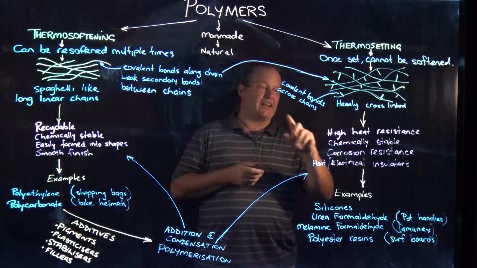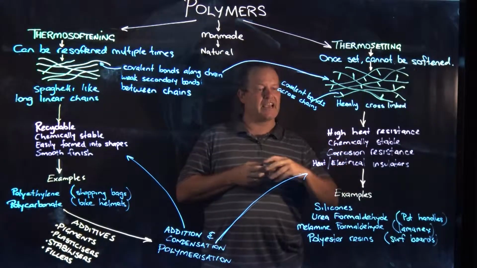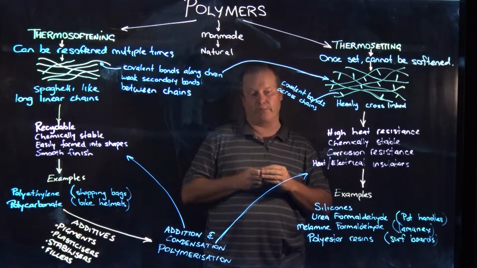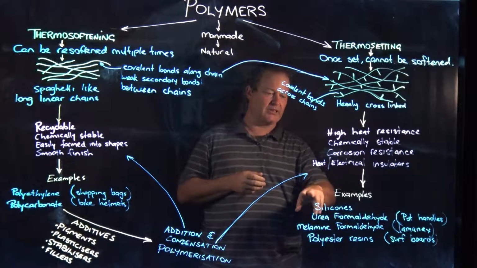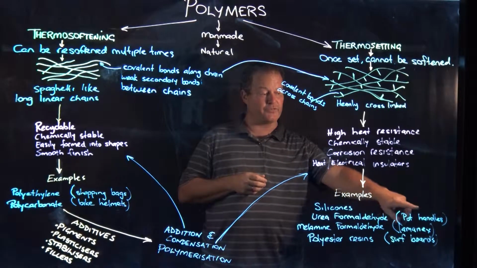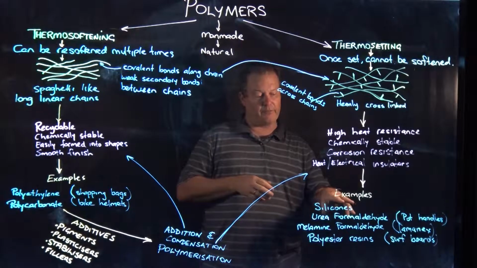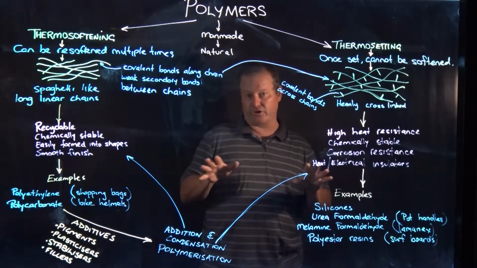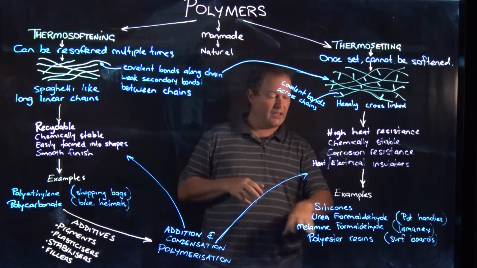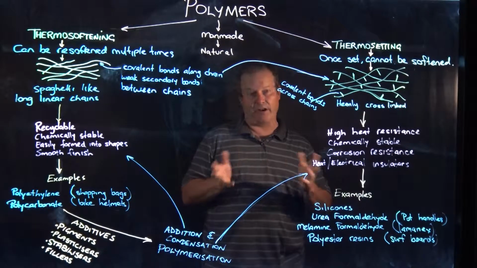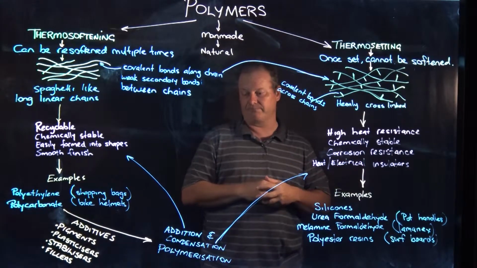Some properties of that: it has high heat resistance, chemically stable, corrosion resistance again, and have good heat and electrical insulating properties. Some examples: silicones, urea formaldehyde, which is what is nowadays used for your pot handles, melamine formaldehyde, which is Laminex, like on your kitchen countertops. You don't want those softening if you put a hot pot on them. And polyester resins, which make the modern day surfboard. And we don't want those going soft if you're in the surf in the sun.